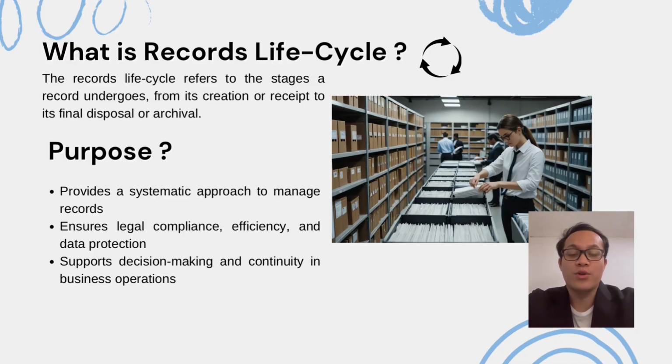So we go to the next: what is the record life cycle? The record life cycle basically refers to the stages a record undergoes from its creation or receipt to its final disposal or archival. The purpose of the record life cycle is to provide a systematic approach to manage records, to ensure legal compliance, efficiency, and data protection, and lastly to support decision making and continuity in business operations.